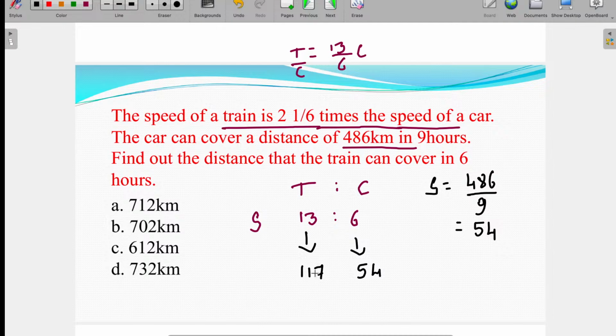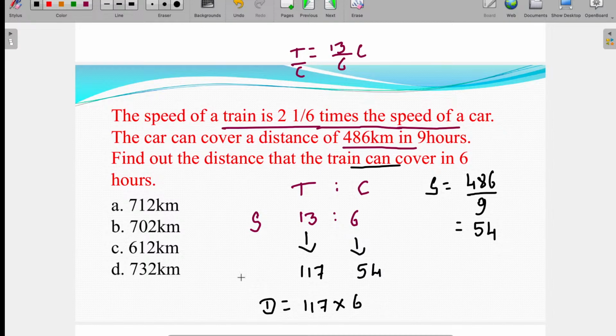But they're not asking the car or train speed. They're asking the distance the train covered in how many hours. So distance is equal to speed into time. Speed of the train is 117 kilometers, it is traveling in 6 hours, which means 117 into 6 is the answer. So if I multiply that, I will get the answer.